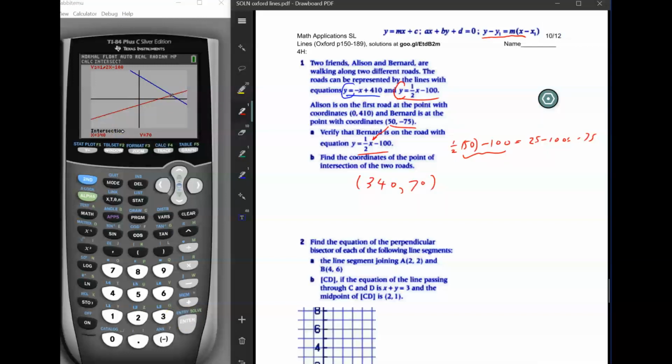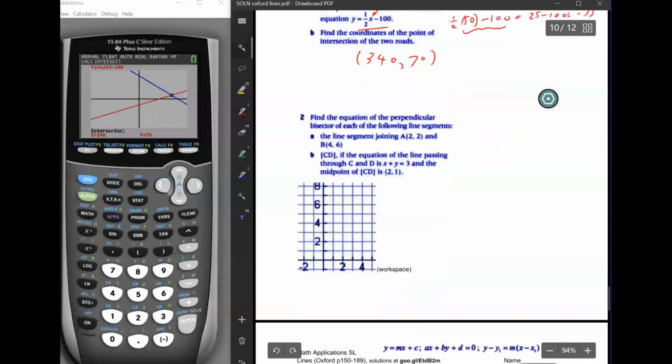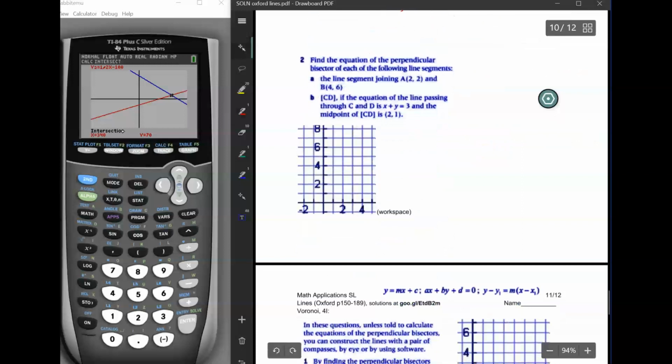Okay? All right. Next one, which is number 2. Find the equation of the perpendicular bisector of each of the following segments. A: the line segment joining (2, 2) and (4, 6). And B: the line segment CD, if the equation of the line passing through CD is x plus y equals 3, and the midpoint of CD is (2, 1). Ooh, well, let's do A first, because that sounds easier, okay?